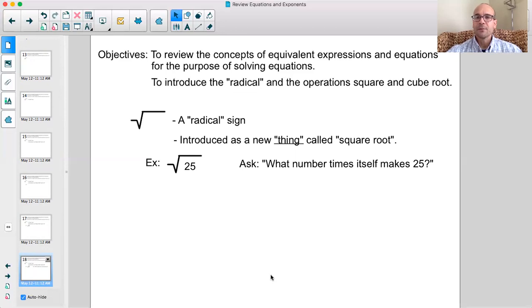What number times itself makes 25? Ultimately, you start getting comfortable with when you see a 25 underneath the square root symbol, when you see a 49, which we know is 7 times 7, when you see an 81, which is 9 times 9, you start thinking that square roots maybe aren't the worst thing in the world. Square root of 25 is 5.